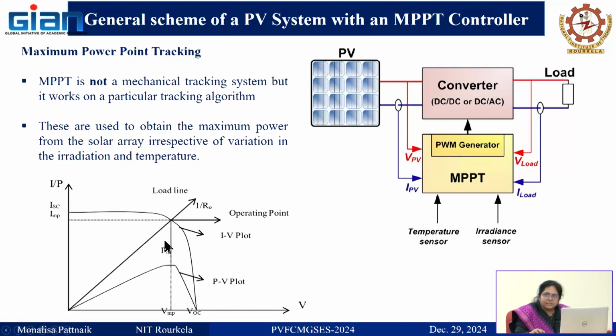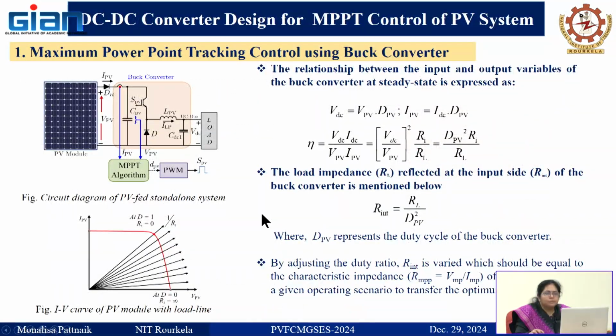And these characteristics also totally depend on which converter you are choosing. Accordingly, you have to choose the load line or the load so that you will be able to track the maximum power. So here there are three options, and for all three cases I will show you how the load line is changing.